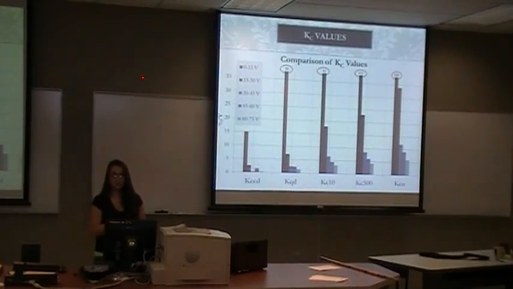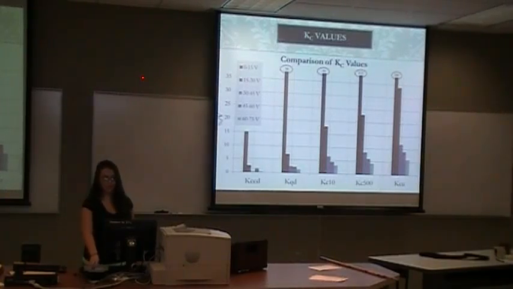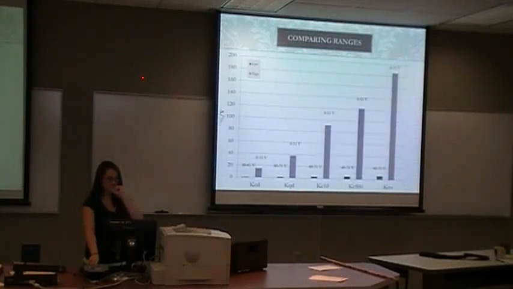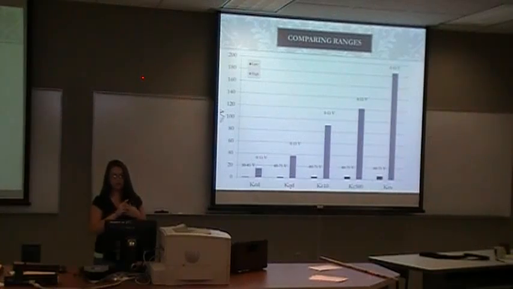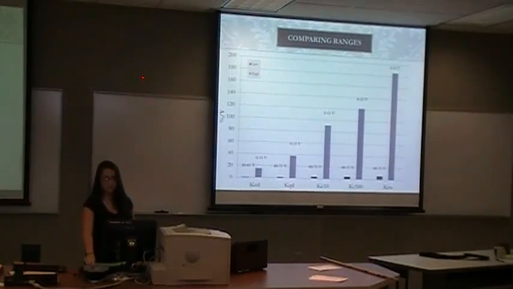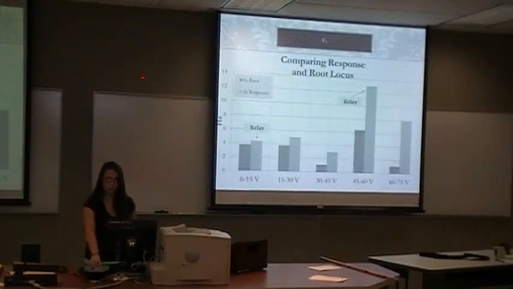The values for the range of 0 to 15 were huge. They were really large. They didn't really make a lot of sense to us, but I'll explain that more when we get further on into it. This is a comparison of the highest and lowest values of KCs. And 0 to 15 range always had the highest value.